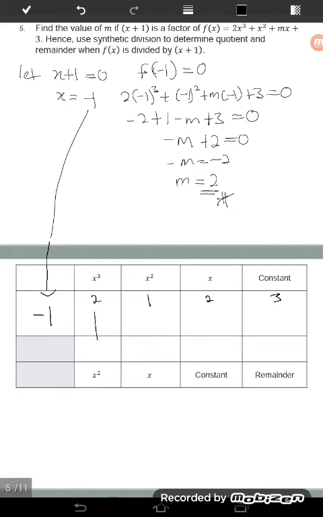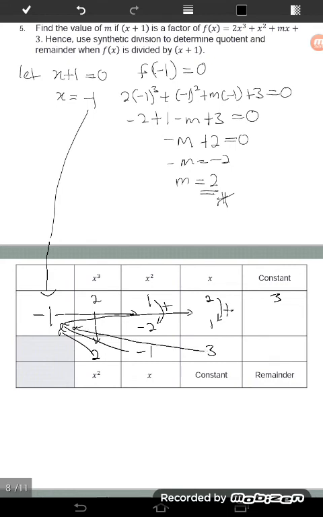Okay, so next bring down 2. So 2 times negative 1 becomes negative 2. 1 plus negative 2 becomes negative 1. Then negative 1 times negative 1 is equal to 1. So 2 plus 1 is 3. So 3 put here, times negative 1, and then put here, which is negative 3. So 3 plus negative 3, which is 0.